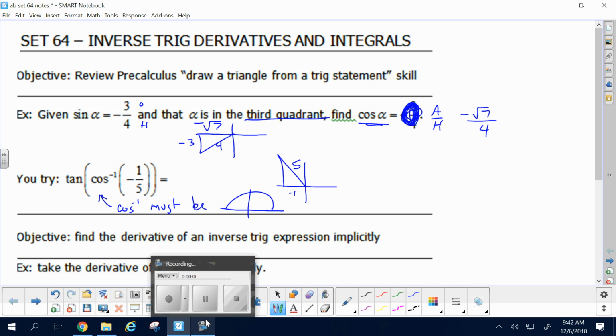Your answer? -√24 or -2√6. Right? Okay. The cosine implies a triangle. You need to find the missing side to do the tangent. The missing side by Pythagorean theorem is root 24. Then you do the tangent opposite to adjacent. We cool? Okay, now let's see how this might come into play in calculus.